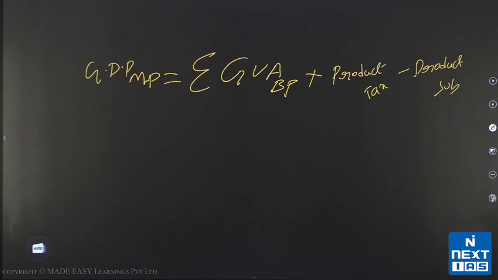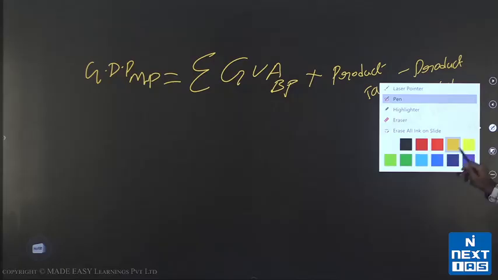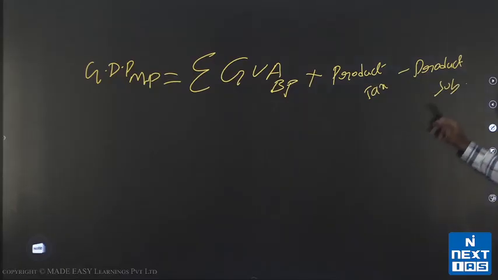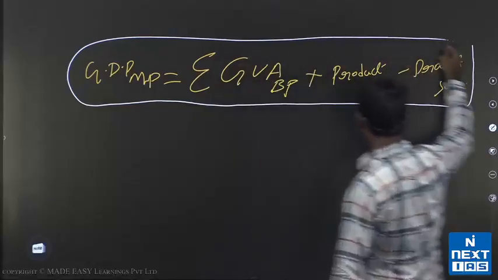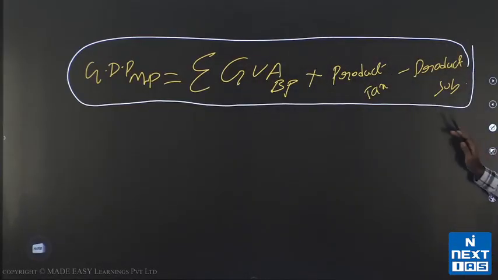Now stop writing. He got 3 doubts here. This is a formula currently we are using. Currently we are using this formula only. Now listen first. One by one you have to get clarity. Sir, what is the meaning of product tax?